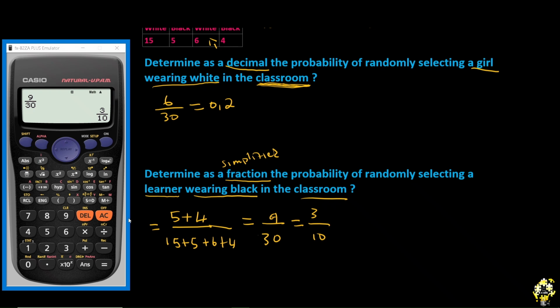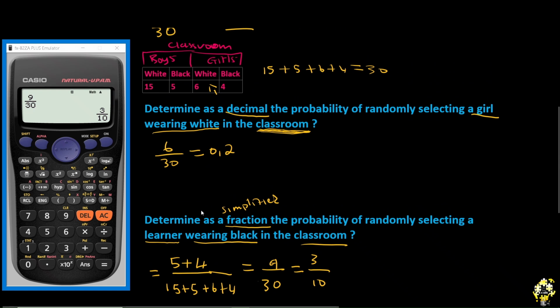The reason why we had a 9 here is, let me scroll a bit up. Remember, in this particular class, we have boys who are wearing white and black and girls who are wearing white and also black. The question said they wanted a learner in particular, not a boy, not a girl, just learners in class who are wearing black. So we focus on the 5 boys who are wearing black and the 4 girls who are wearing black. When we add 5 and 4, we get 9, and the total number is still 30. And that's just about that.